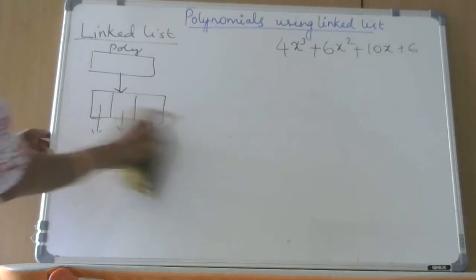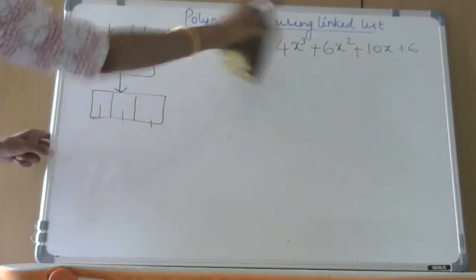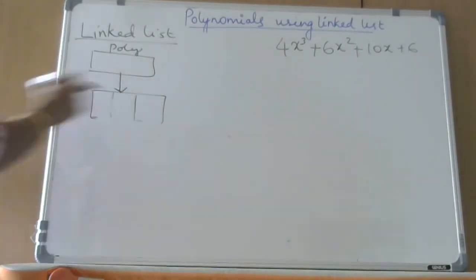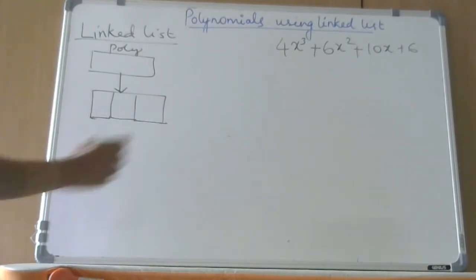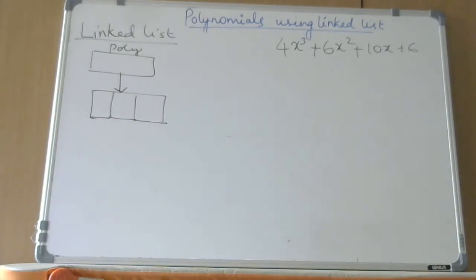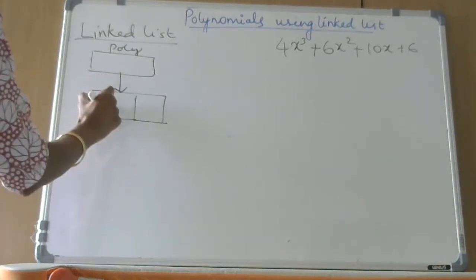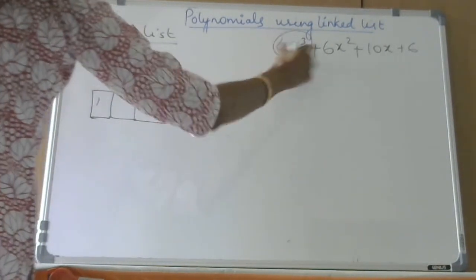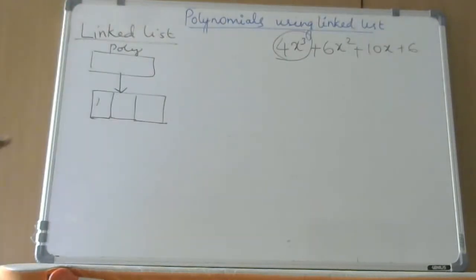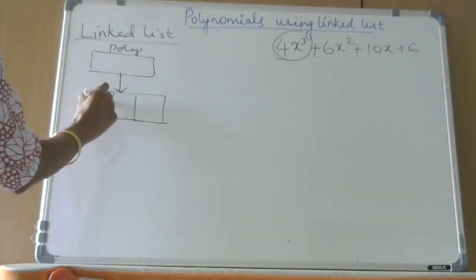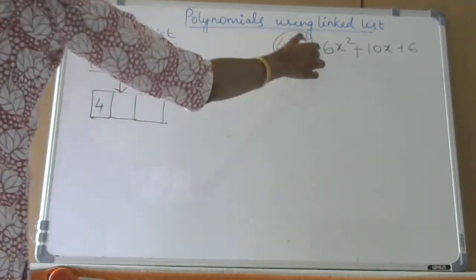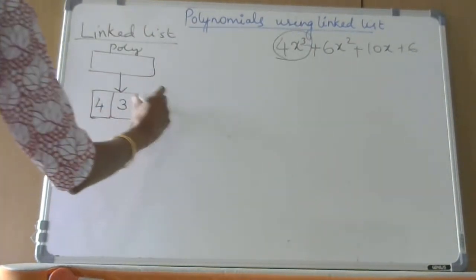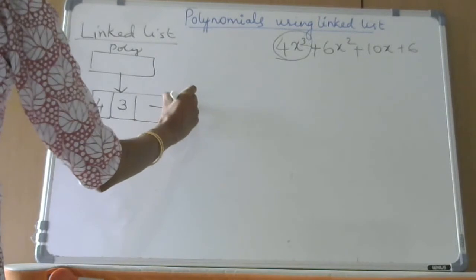So in that case, how can I store this particular example that I have taken here, 4x cube plus 6x square plus 10x plus 6? How can I store this? Here, every term is one node. So first term, what is the coefficient? 4 is the coefficient. What is the exponent? 3 is the exponent. Now the third field is a link to the next node.